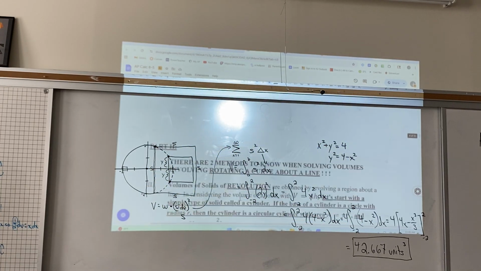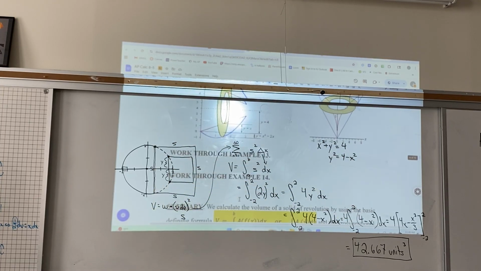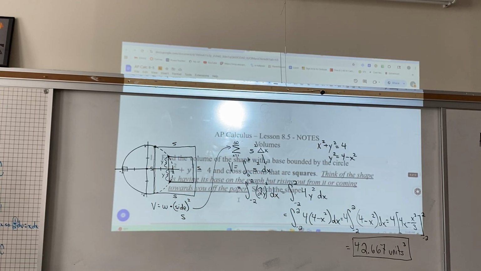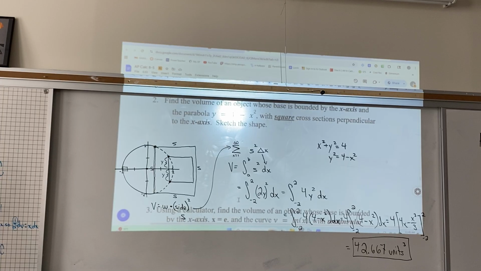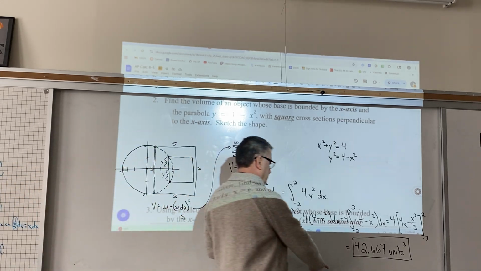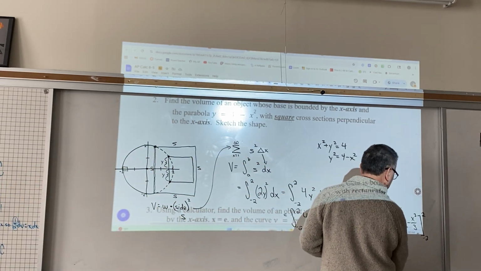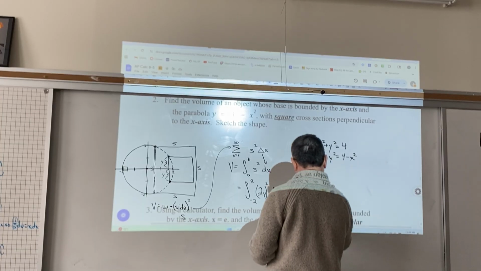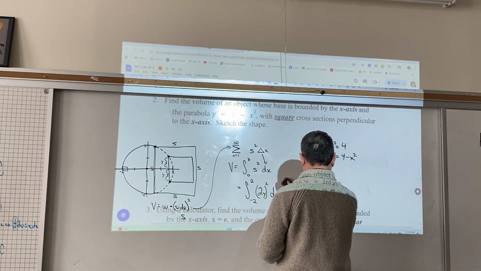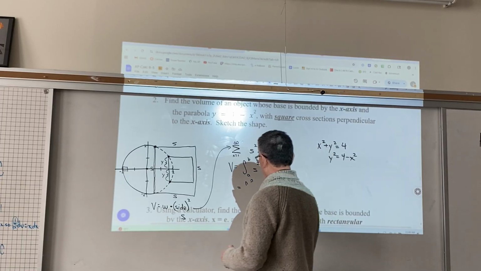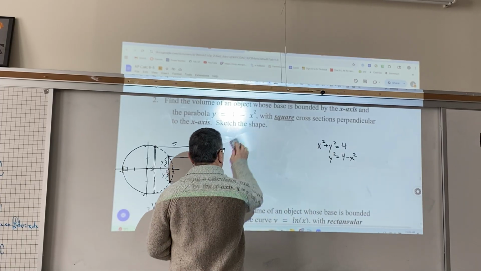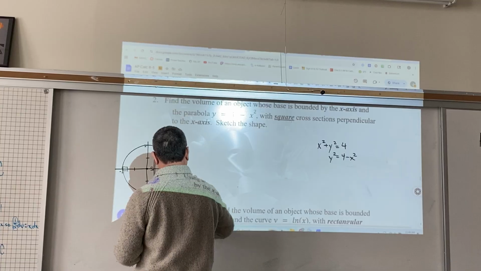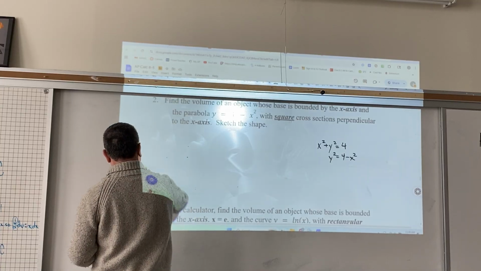Let's do it now. Where's number 2? Oh, okay. We'll stick with squares for now. We can do any shape we want. But squares is a good one to start with because coming out at you, all the sides are the same.